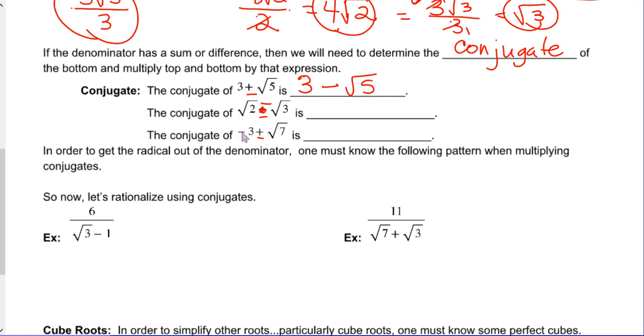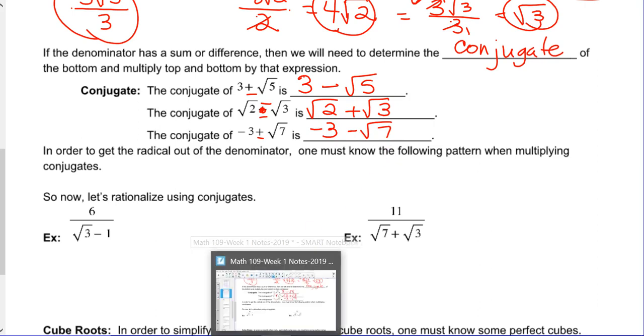If I have the expression root 2 minus root 3, then I'm going to have root 2 plus root 3. If I have negative 3 plus root 7, again, this doesn't change. That stays the same, and I change the middle sign as negative 3 minus root 7. And that's going to be very helpful for us whenever we need to rationalize our denominators for these fractions.